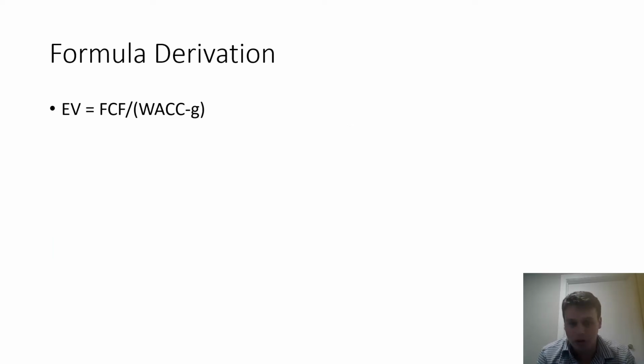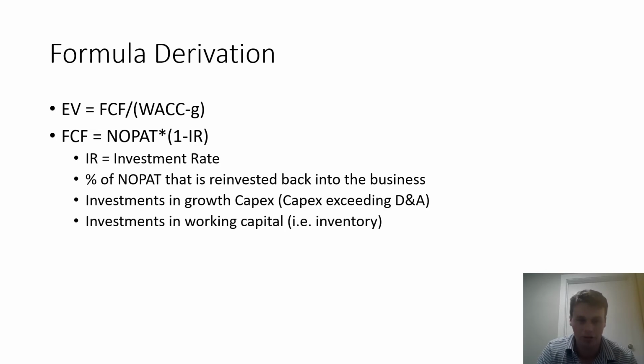So now we're going to do some formula derivation. We're going to derive a formula starting from first principles. This formula, EV equals free cash flow divided by WACC minus G. From here, let's define what free cash flow is. Free cash flow equals NOPAT times 1 minus the investment rate. If you've done a DCF before, you know this, even though it might seem a bit abstract. Investment rate is just the percentage of NOPAT that is reinvested back into the business. So if I have NOPAT of 100, and I'm going to invest 50 of that back into my business, either through growth CapEx or investments in working capital, then my investment rate is 50%. And we're going to see why this is important.